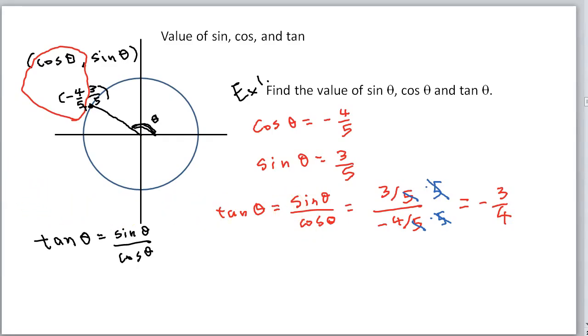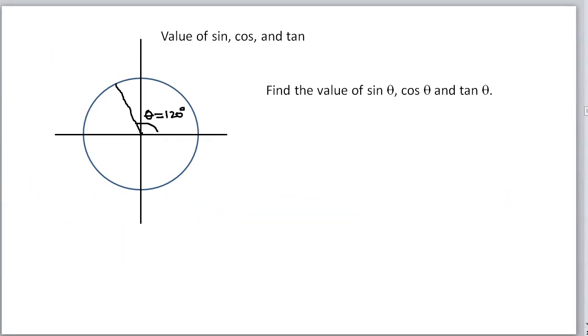Now let's try to think of another question. The second question here is example 2. Find the value of sine theta, cosine theta, tangent theta, but this time only the angle is given and we have to figure out where it is going to hit on the unit circle.